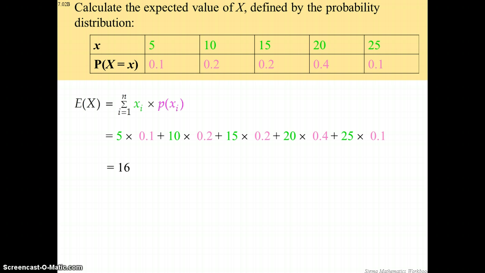What's the expected value for rolling a dice? Anyone know? The average number that you get. 3.5. The expected value for rolling a dice is 3.5, and you can work it out. 1 times, what's the probability of getting a 1? 1 over 6. This particular example, the probabilities are constant, right?